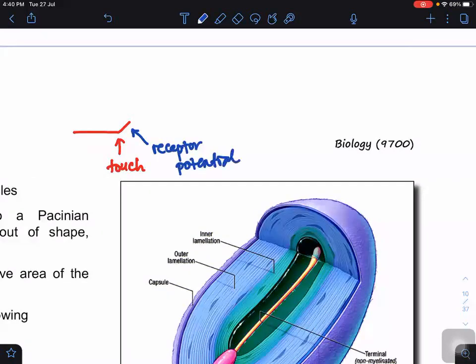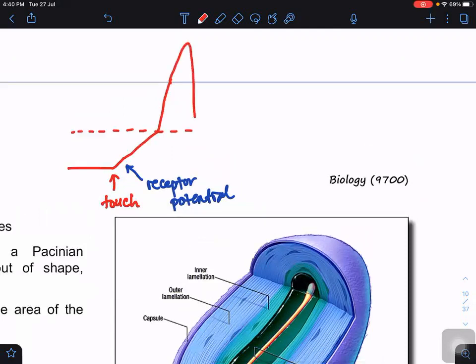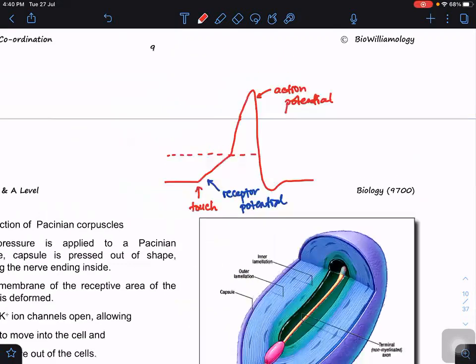So when this receptor potential finally reaches the threshold value, then it's going to generate what we call the action potential. Are you clear? So this one is called the action potential. It's not one event or one value, but a series of events that generate this action potential. Okay.